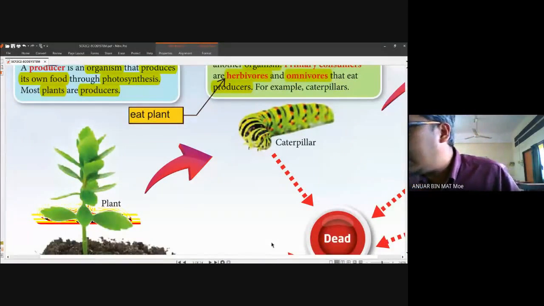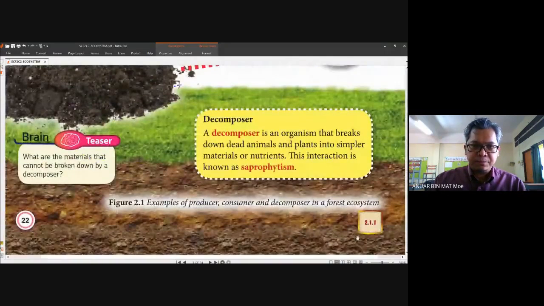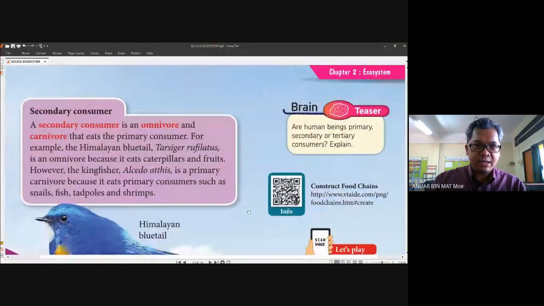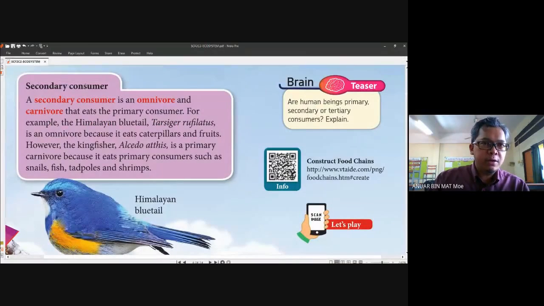Next one is what we call secondary consumer. Okay, I will go to another page. Page 23. This is secondary consumer. Still consumer. Consumer means what? It eats or consumes another organism, whether it is plant or animal. But it is secondary. So what is the secondary? The primary means the main one. Secondary, number 2. Secondary is the consumer number 2. Usually, it is omnivore and carnivore.